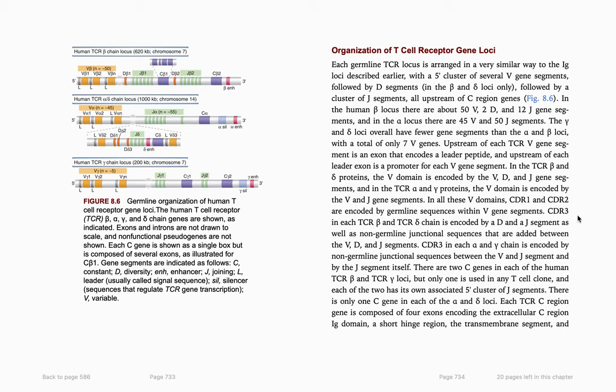Complementarity determining region 3 in each T cell receptor beta and delta chain is encoded by D and J segments, as well as non-germline junctional sequences that are added between the V, D, and J segments. The complementarity determining region 3 in each alpha and gamma chain is encoded by non-germline junctional sequences between the V and J segments and by the J segment itself.